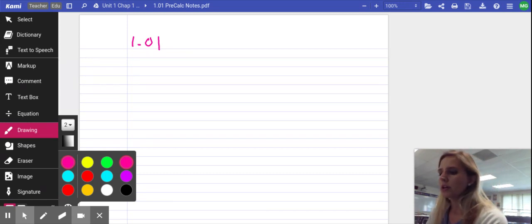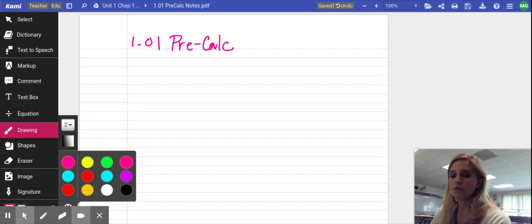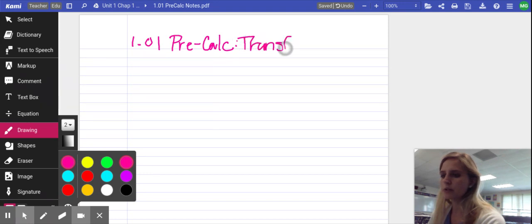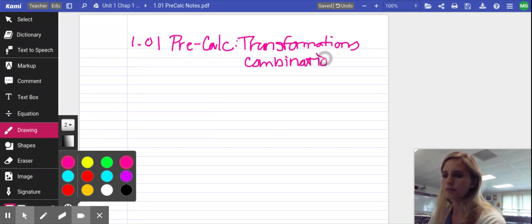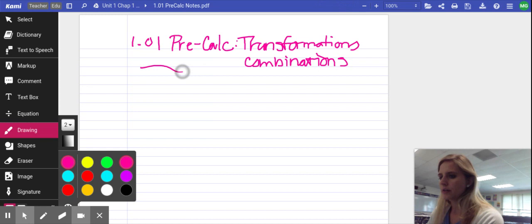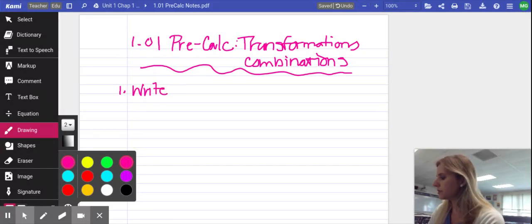So 1.01 pre-calc. That's really the beginning part of our lesson. It's just looking over those graphs and what they're supposed to look like. Then we're going to be talking about transformations of those parent functions. And then we're also going to talk about some combinations. All right. So the first one, I want you to write the shifts in words.